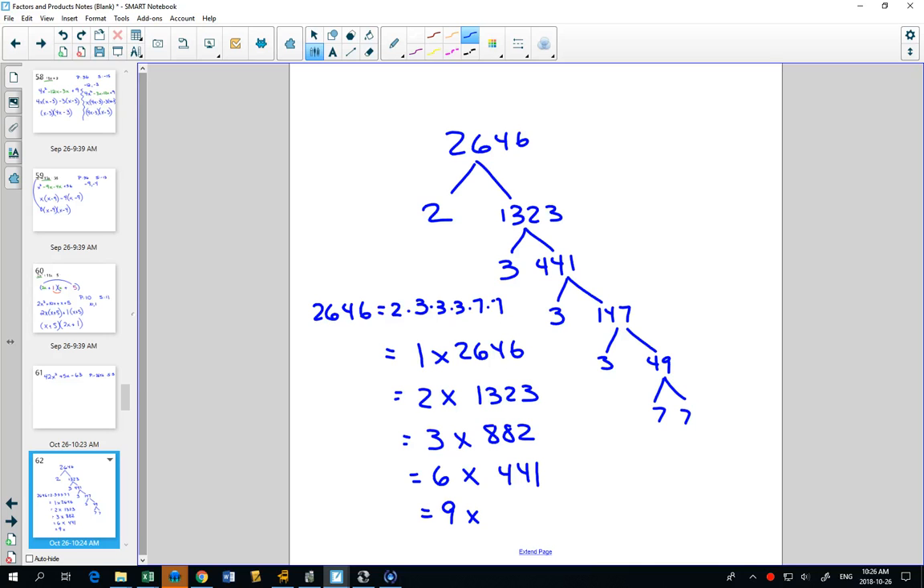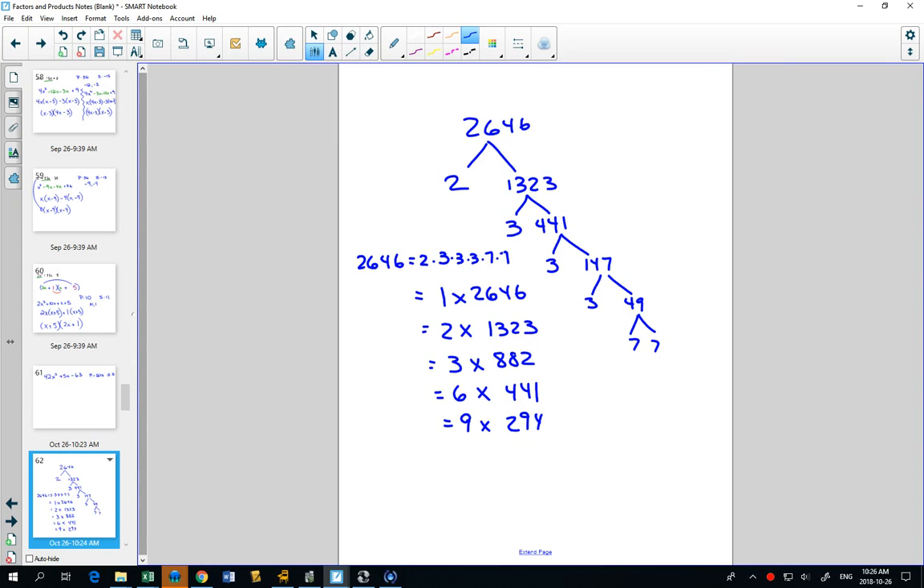And then I'd be left with 2 times 3 times 7 times 7, 294. Have we got any that are close to having a difference of 5 yet? No, but we'll have to just keep going. So I don't know if the grouping method is that much faster in this case.